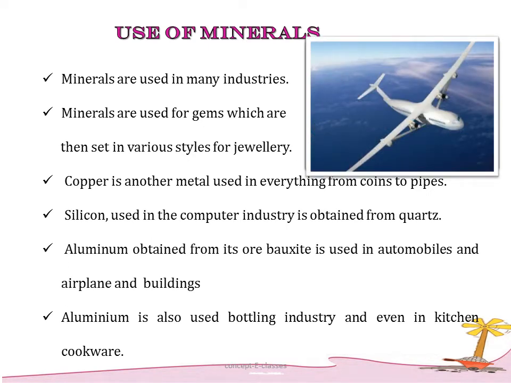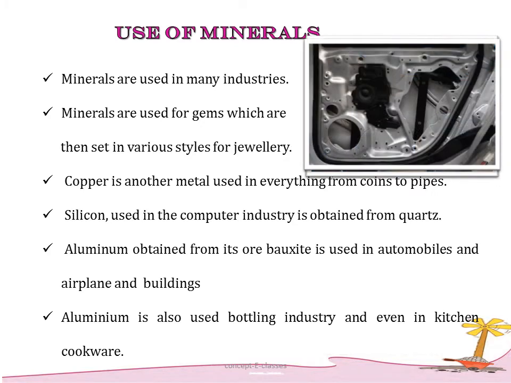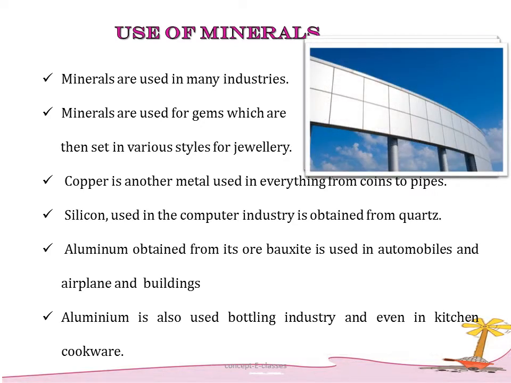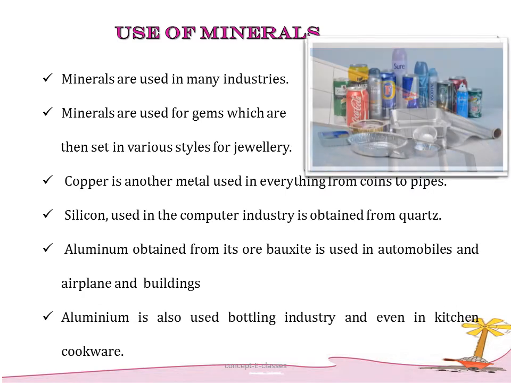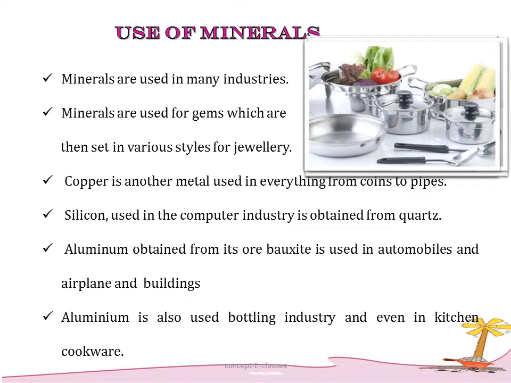Aluminium is obtained from its ore, bauxite. It is used in aeroplanes, even in automobile parts, as well as in buildings. Aluminium is also used in the bottle industry and even in kitchen cookware. So these are some of the uses of minerals.